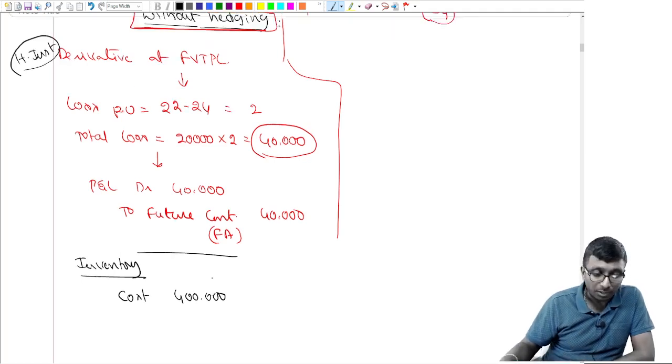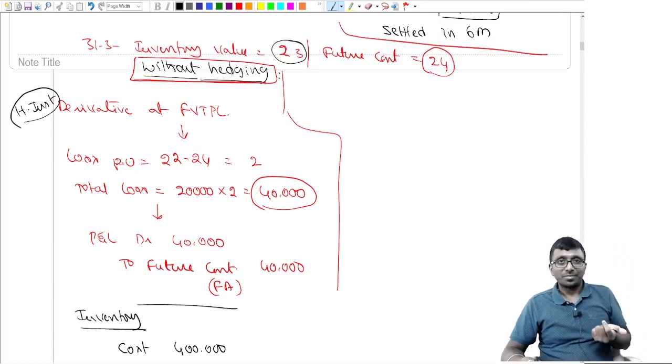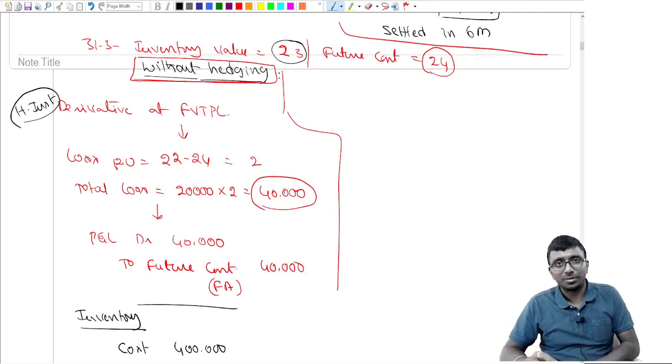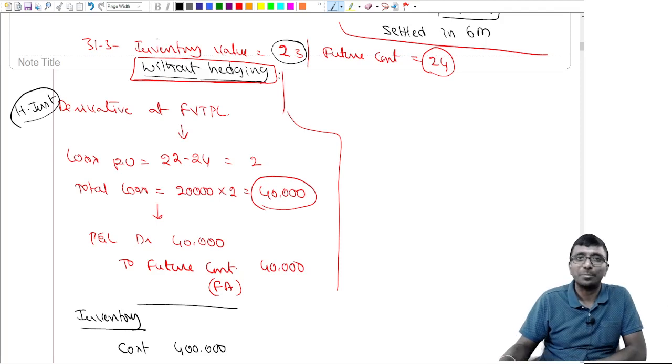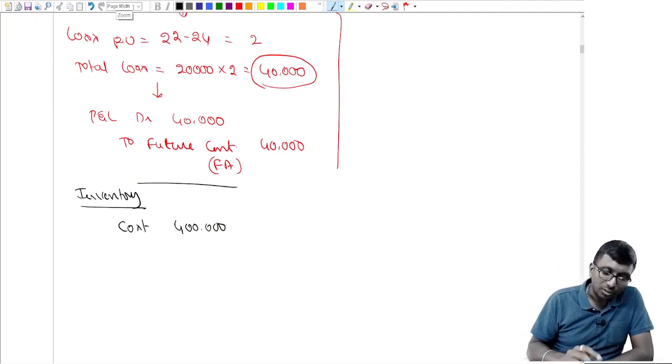Correct. But now I said inventory value has also gone up. What did you actually think? That the value will fall down. Correct. But whatever you thought need not necessarily happen. This is future, and the future is uncertain. So the cost is equal to 4 lakh.